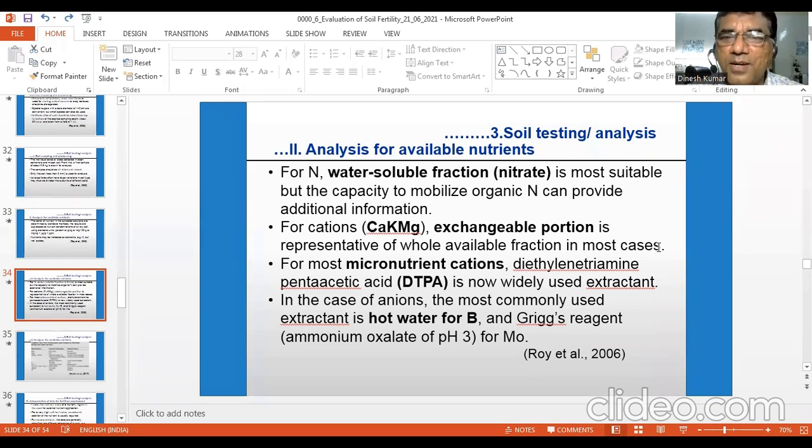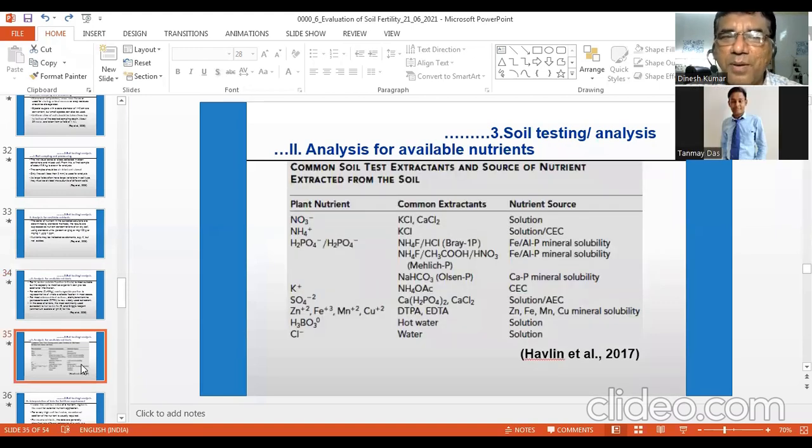For most micronutrient cations, DTPA is used as an extractant. DTPA, diethylene triamine pentaacetic acid, is now widely used as an extractant. In case of anions, the most commonly used extractant is hot water for boron. Simply by hot water, you can extract the boron because, number one, it is mostly in soil solution, and number two, it is loosely attached to the colloids. And Grigg's reagent for molybdenum. So some extractants are available. Students need to remember their names.